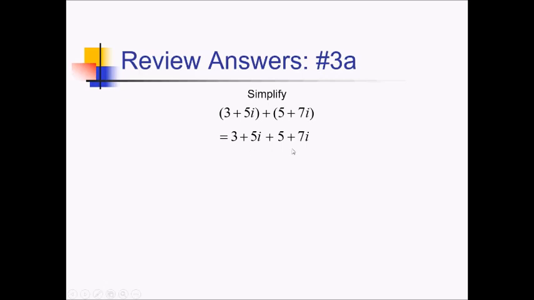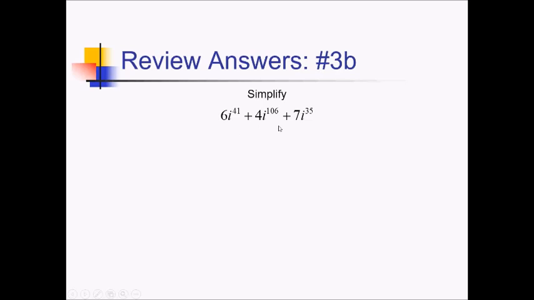Now in this case, we only have constants and i's to the first power, so we just have to combine like terms. 3 plus 5, that's going to give us 8, and we always write the real number first. And then 5i plus 7i, we add it just like we would add 5x and 7x. So this is going to be 12i.